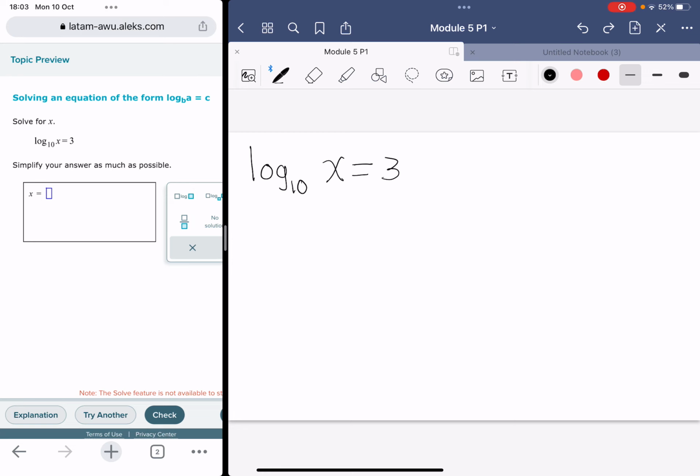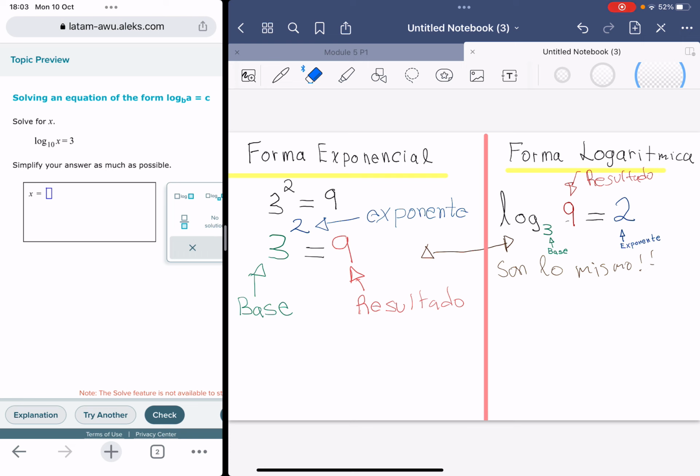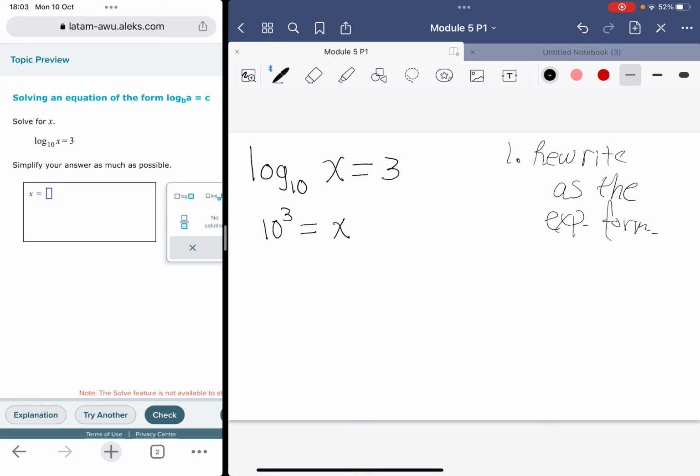We want to, number 1, rewrite this as the exponential form. If I rewrite this as the exponential form, I'm gonna be left with 10, which is the base, to the 3, equal to x. Yeah, that is just by rewriting it, remember. We can always transition from exponentials to logarithms and logarithms to exponentials, and we won't change the value. It's just rewriting it. And that's what I did here.